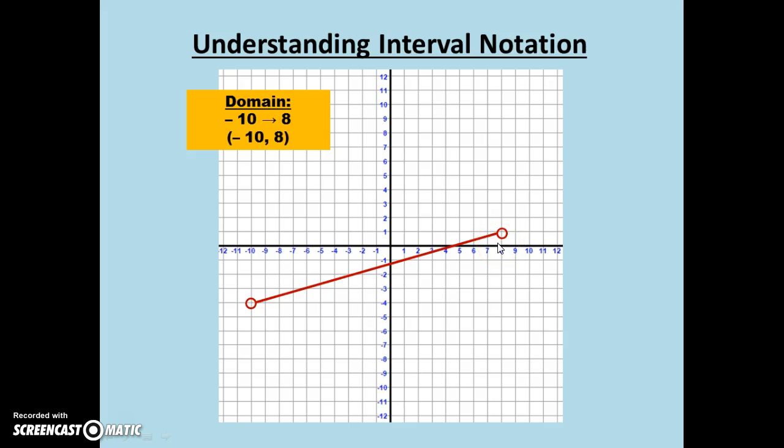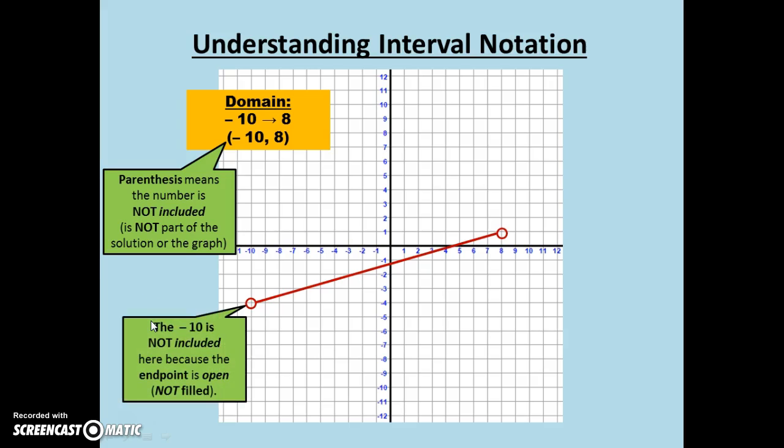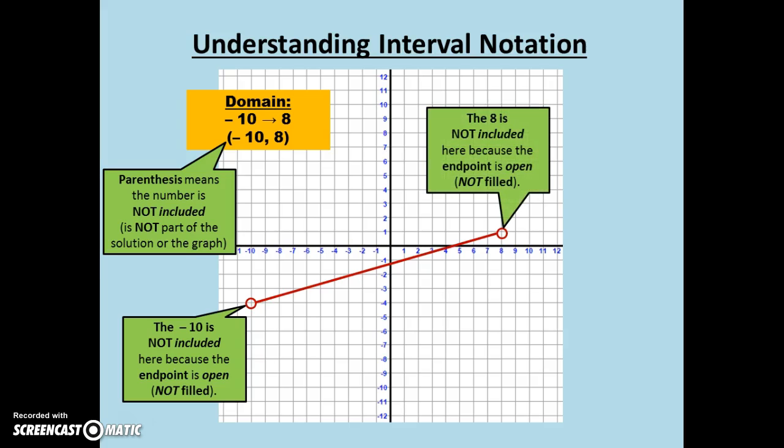So our domain, but this time it looks different. Notice the parentheses at both ends, the -10 and the +8. Parentheses mean that the endpoints are not included. Okay, they're not part of the graph. Because they're not colored in, that tells us that they're not included in that graph. So once again, if we look at the -10, because it has an open endpoint, it's not included. Also, if we look at the +8, it's not included there either. So our domain is from -10 to +8, but it doesn't include -10 or +8. Let's look at the range now.